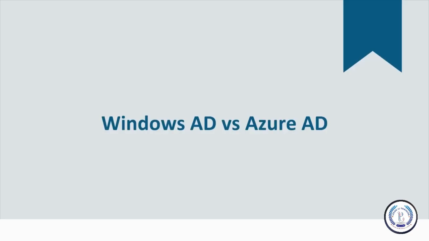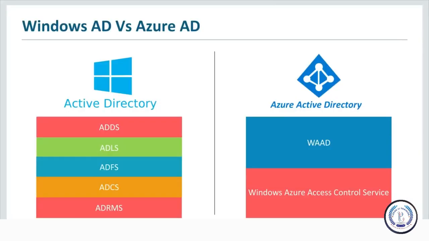So what is the exact difference between Windows AD and Azure AD? Let's try to understand that as well. When you talk about Windows AD, that is Active Directory, these are the layers it has to take care of. You have your domain services, your lightweight directories, your federation services, certificate services, and rights management services as well. Now, these are so many things to take care of.